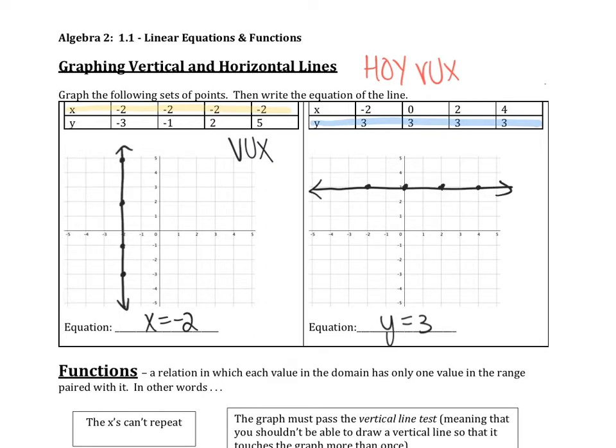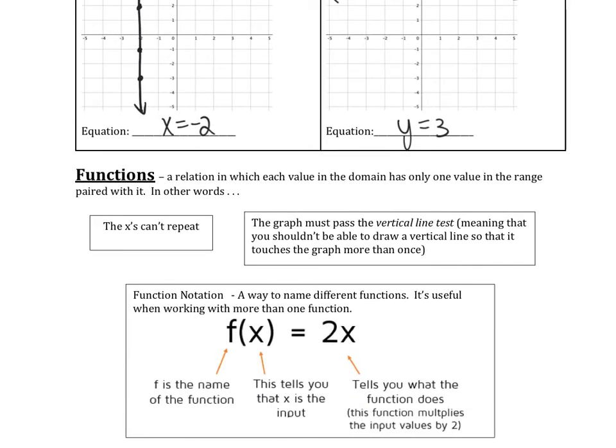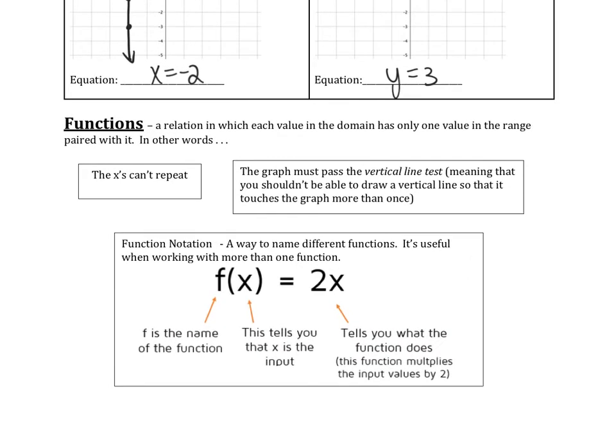So when you're looking at functions, a function is a relation in which each value in the domain has only one value in the range. What that means is when you're looking at a function like a line, the x's can't repeat. That's an important piece about a function. And the graph must pass the vertical line test. I don't know if you recall that from Algebra 1 as well, but basically when you have a vertical line that goes across the graph, if it only touches your graph once, then it is a function.